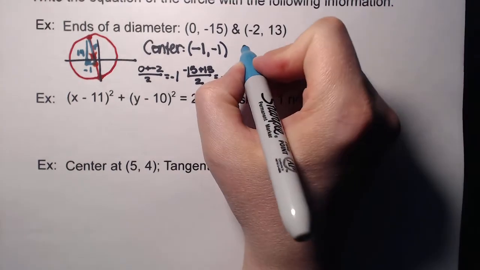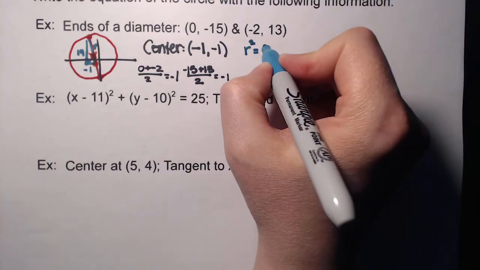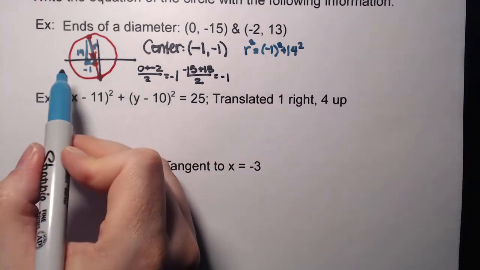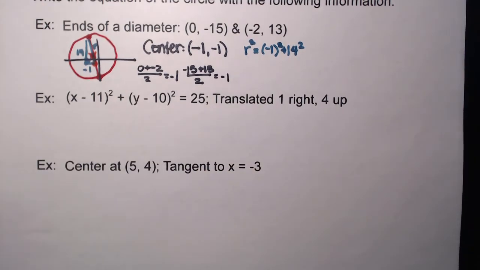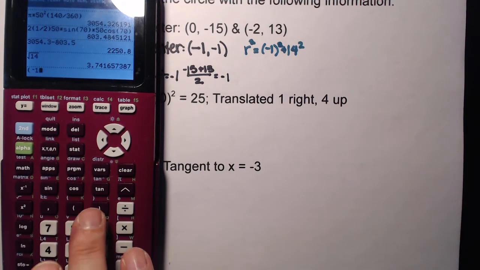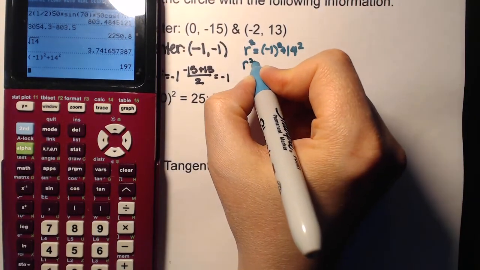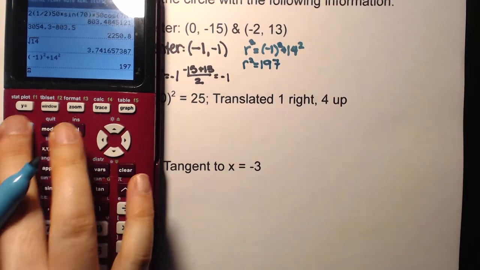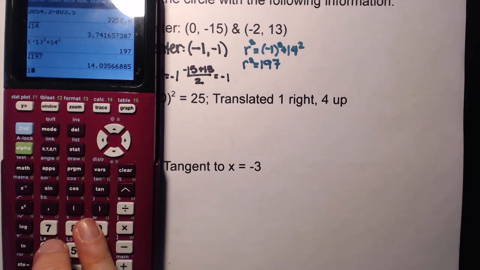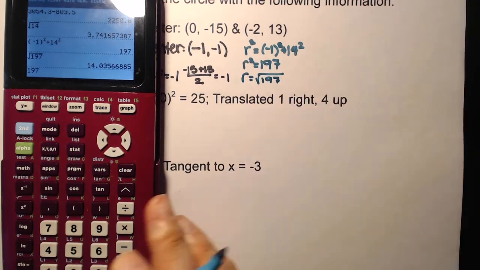Okay, so the radius squared is going to be -1 squared plus 14 squared, because that's the Pythagorean theorem. Side squared plus side squared equals hypotenuse squared. So let's see, I'm going to have -1 squared plus 14 squared. And let's see if that's anything nice. It is not, so let's see if we can simplify it. So r is the square root of 197.